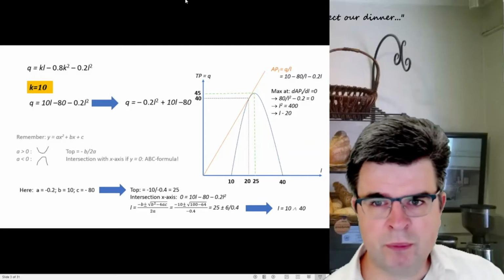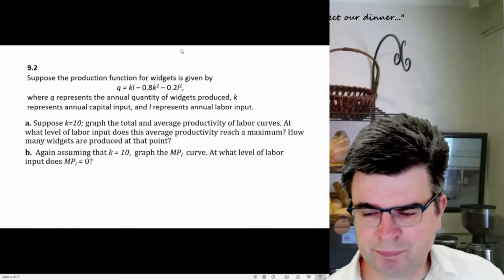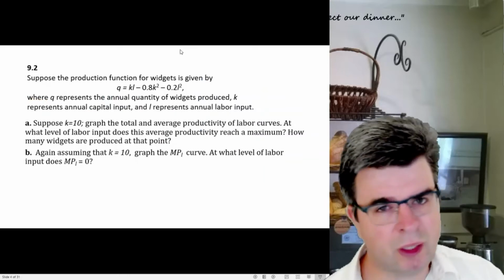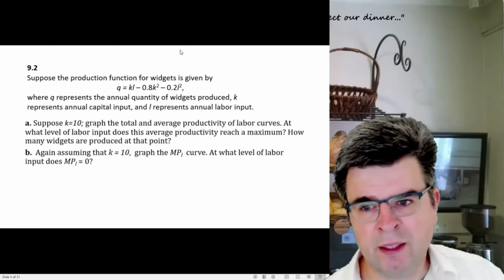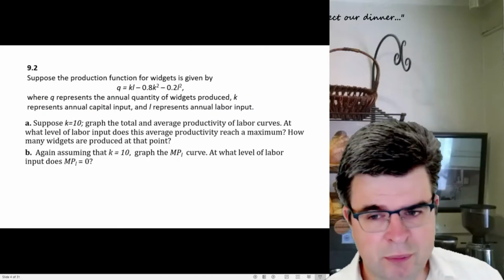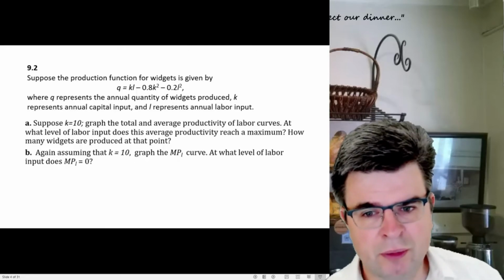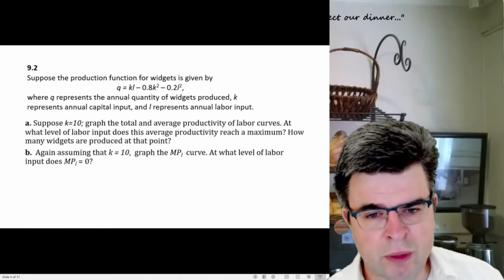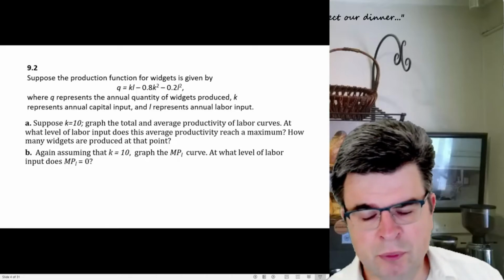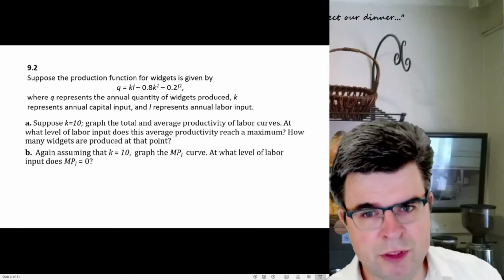Now, we will make this in another graph on the next slide, where we also answer question B. And question B is again: assuming that capital is equal to 10 units, graph the marginal productivity of labor curve. And at what level of labor input does this marginal productivity of labor become 0?